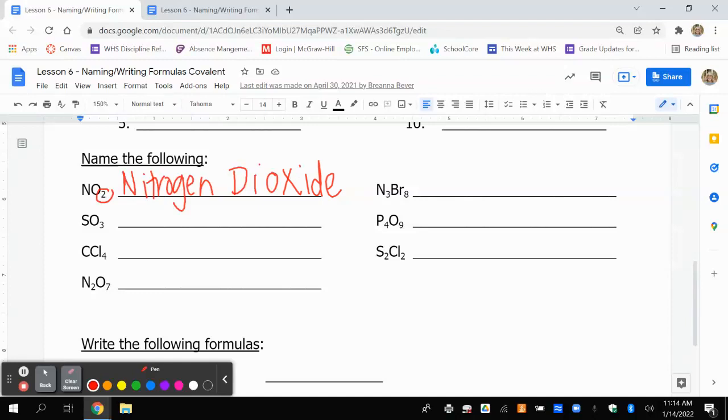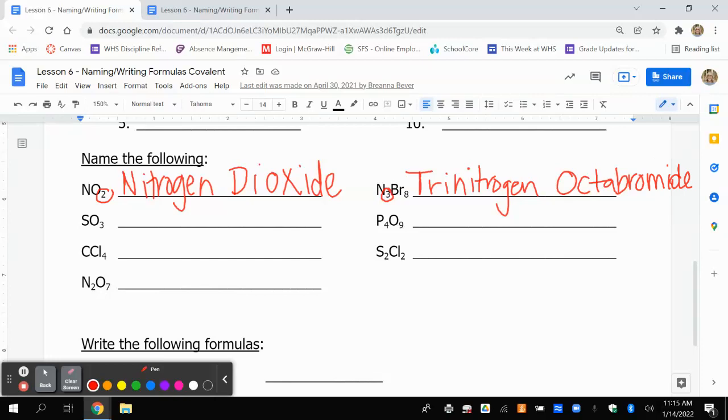Let's look at the one right next to it. We have N3Br8. N is nitrogen again, but this time we have 3 atoms, so we need the prefix for 3, which is tri. Tri-nitrogen. And then we have 8 bromine atoms, so that means we do octa-bromide. We change that ending to IDE again: octabromide.